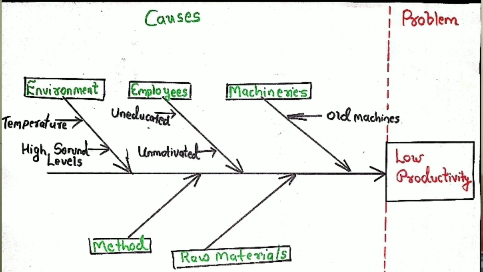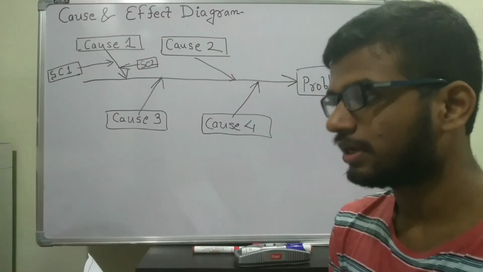And the last one is raw materials. The raw materials which we are using can be replaced altogether with new raw materials, or they can be mixed with some additives or with certain suitable other substances or chemicals, so that our low productivity problem gets solved.